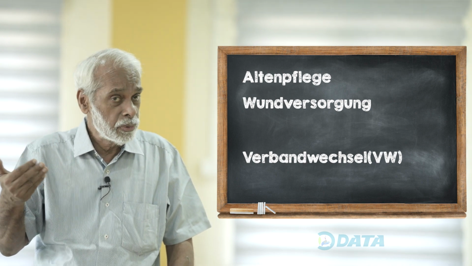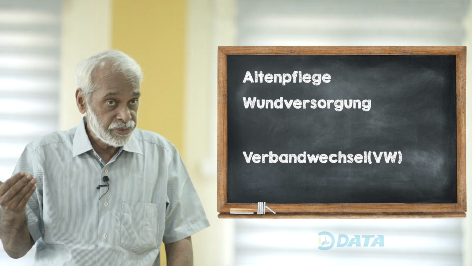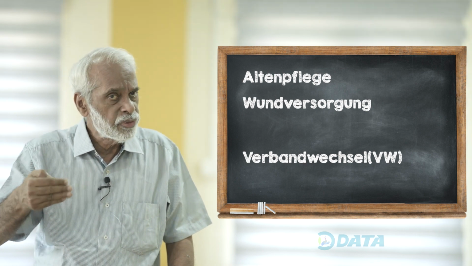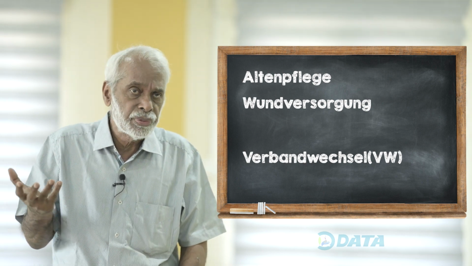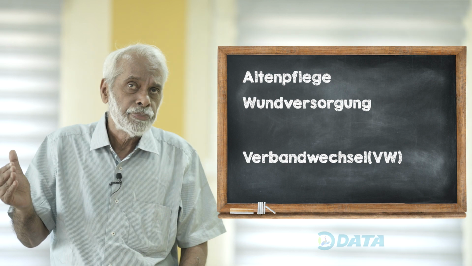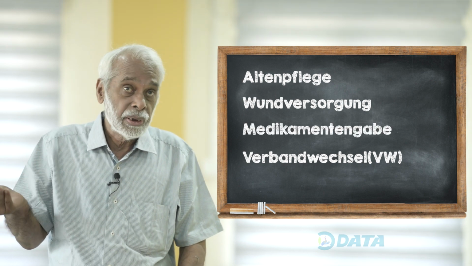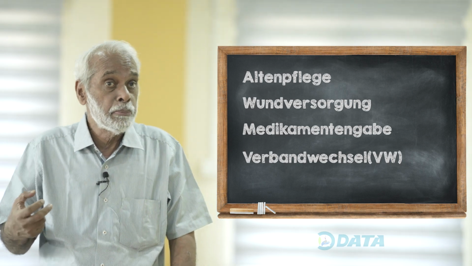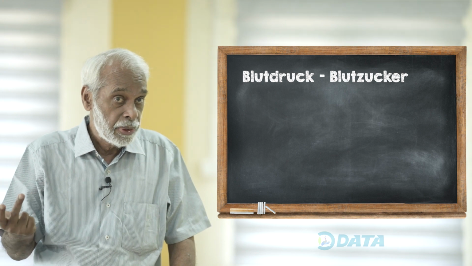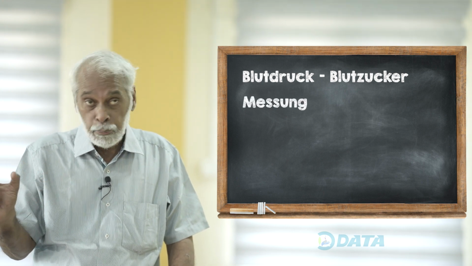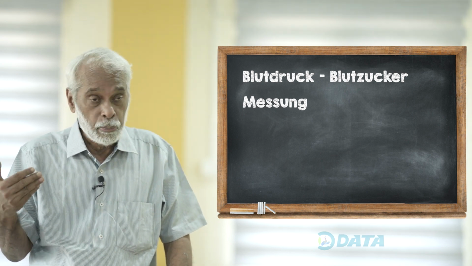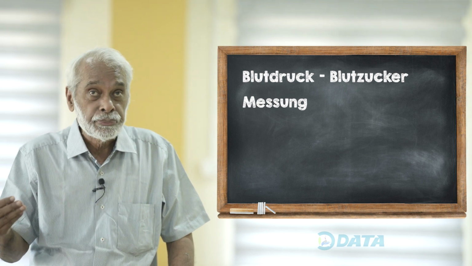And the doctor will not always tell you Verbandwechsel. There are many abbreviations, short forms for many things with which you will have to be very familiar. So Verbandwechsel is known as VW, oder Medikamentengabe, to administer proper medicine, oder Blutdruckmessung. Blutdruck is blood pressure, Messung to measure, Blutdruckmesser to measure the blood pressure, Blutzuckermessung to measure the blood sugar.